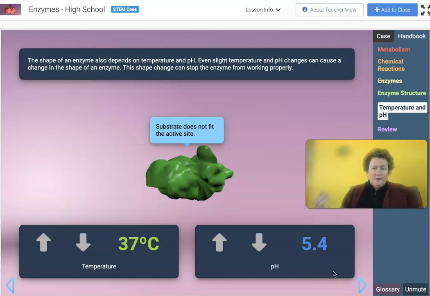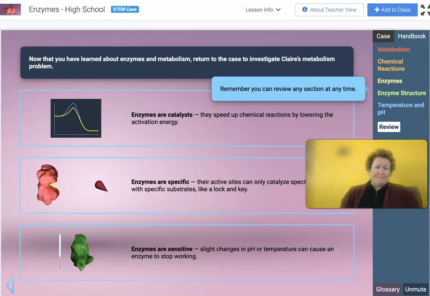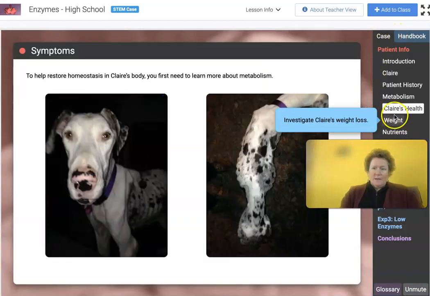So the takeaway here is that enzymes need a particular temperature and a particular pH to work. They're very specific about the conditions that they will work in. So they're kind of like fussy rock stars or celebrities. They will only work if it's just right. The correct pH and the correct temperature. So now that you've learned about enzymes and metabolism, return to the case to investigate Claire's metabolism problem. Let's go to the case and let's try to help Claire.